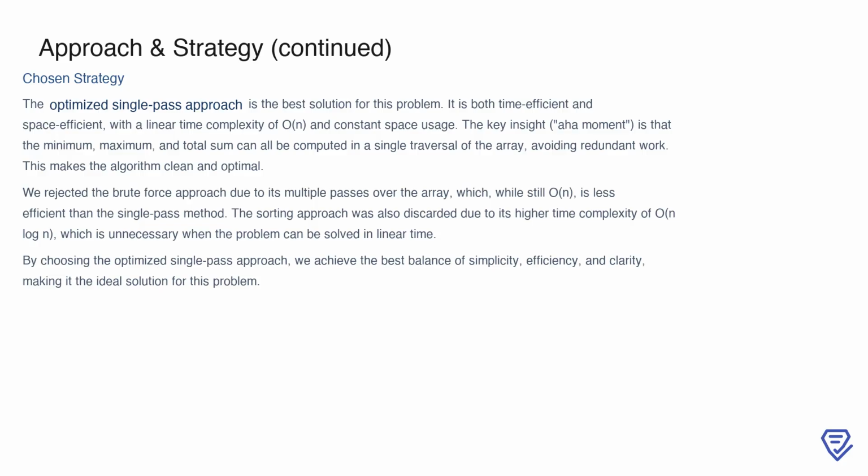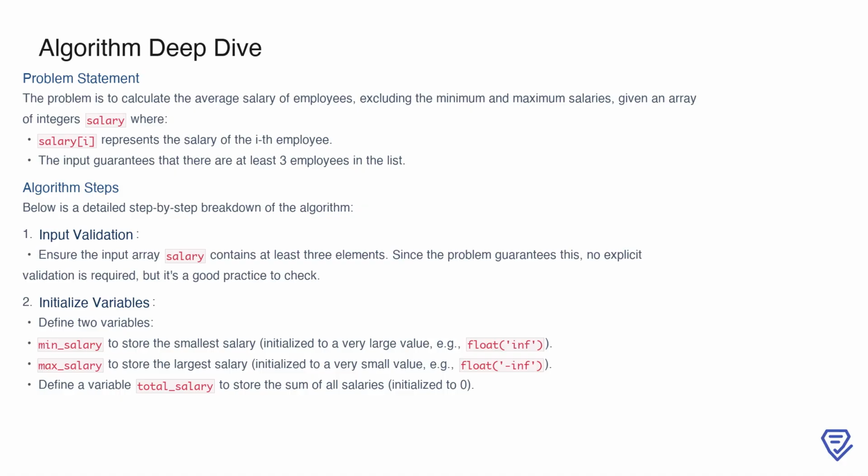To begin, the problem involves calculating the average salary of employees, but with a twist: we need to exclude the minimum and maximum salaries from the calculation. The input is an array of integers where each element represents an employee's salary. It's guaranteed that there are at least 3 salaries in the list, so we don't need to worry about edge cases like insufficient data. The algorithm starts with input validation, though explicit checks aren't strictly necessary given the guarantee.